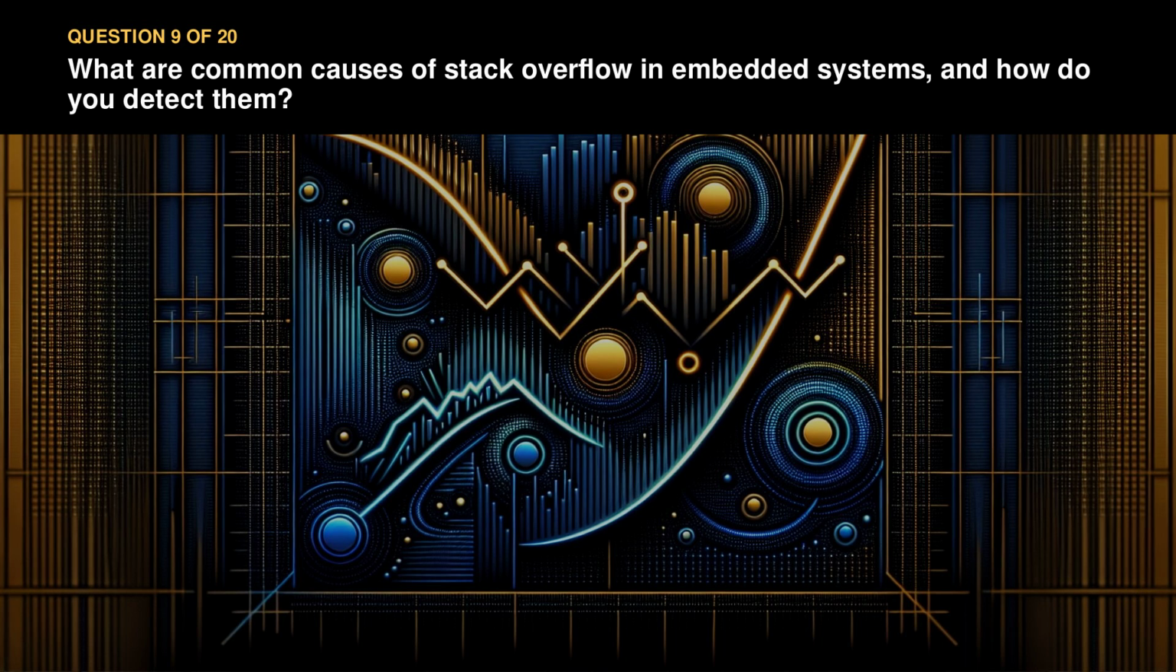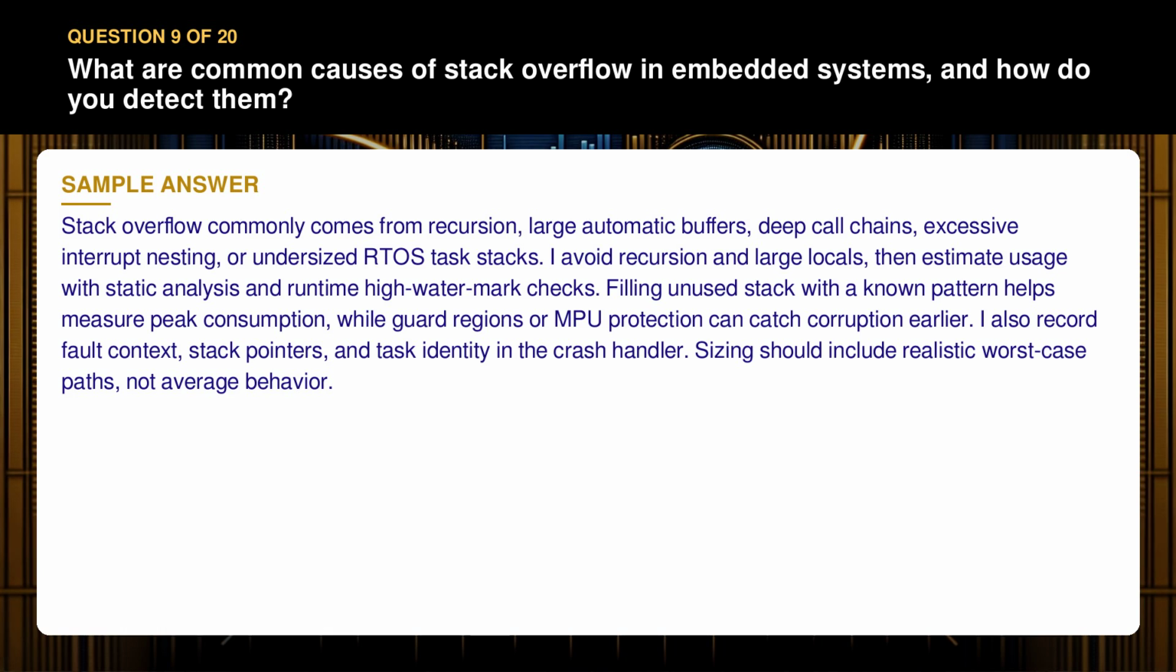Question 9. What are common causes of stack overflow in embedded systems, and how do you detect them? Stack overflow commonly comes from recursion, large automatic buffers, deep call chains, excessive interrupt nesting, or undersized RTOS task stacks. I avoid recursion and large locals, then estimate usage with static analysis and runtime high watermark checks.